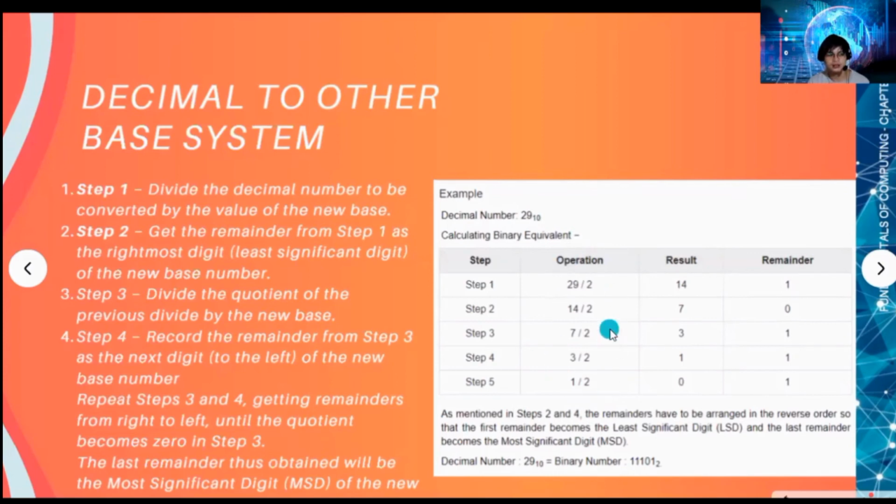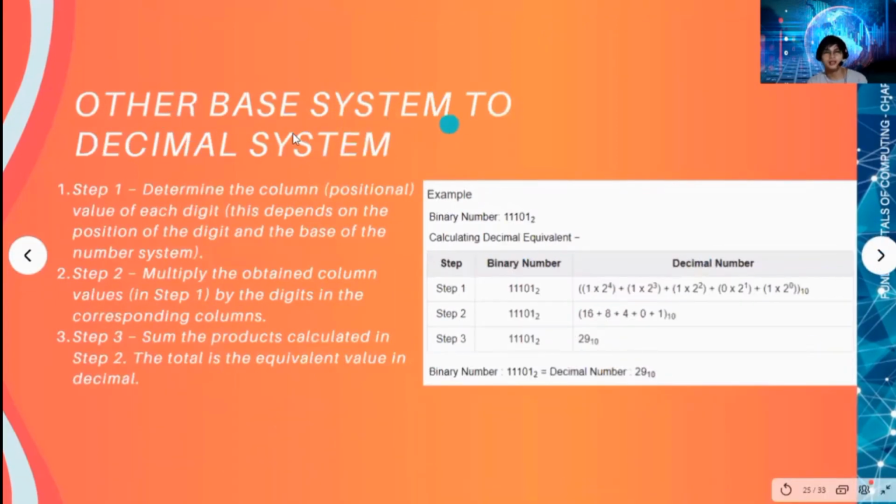You divide it by 2. For decimal to octal, how much do you divide by here? 8. For hexa, 16. Okay? So other base systems to decimal.